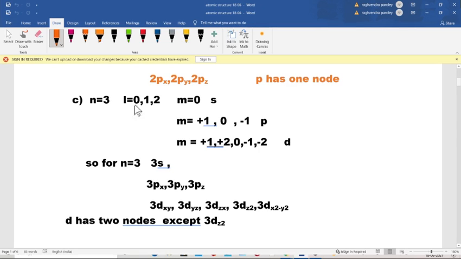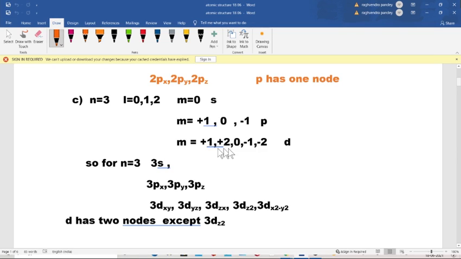Then N is equal to 3. L has three values, 0, 1, 2, because N is 3. For L is equal to 0, M is equal to 0, it means it is S. For L is equal to 1, it means it is P: plus 1, 0, minus 1. For L is equal to 2, it has 5 values and that is your D.